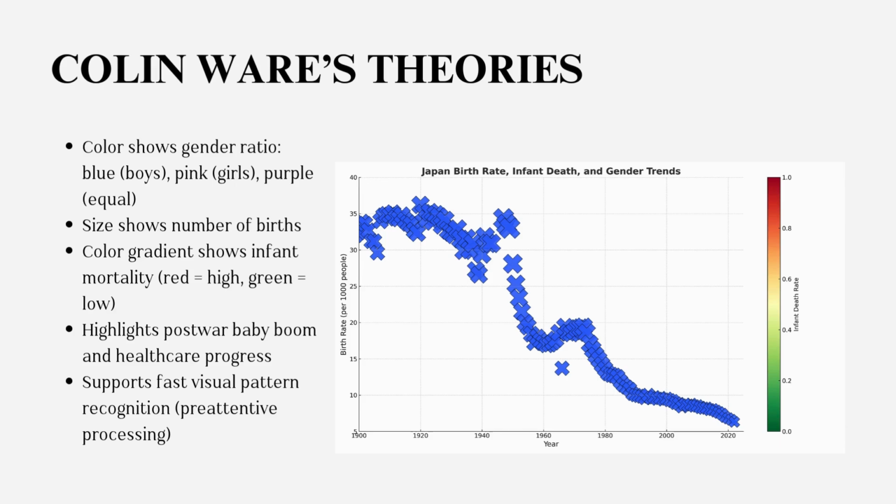This entire approach is based on Colin Ware's principles of pre-attentive processing. By using intuitive visual features like color, size, and spatial arrangement, the brain picks up major trends instantly, without needing to analyze each point manually. The viewer can immediately see gender imbalance, population surges, and healthcare progress, just through natural perception. The design turns complex, multidimensional data into a story that people can absorb quickly and clearly, which is exactly the goal of effective data visualization.